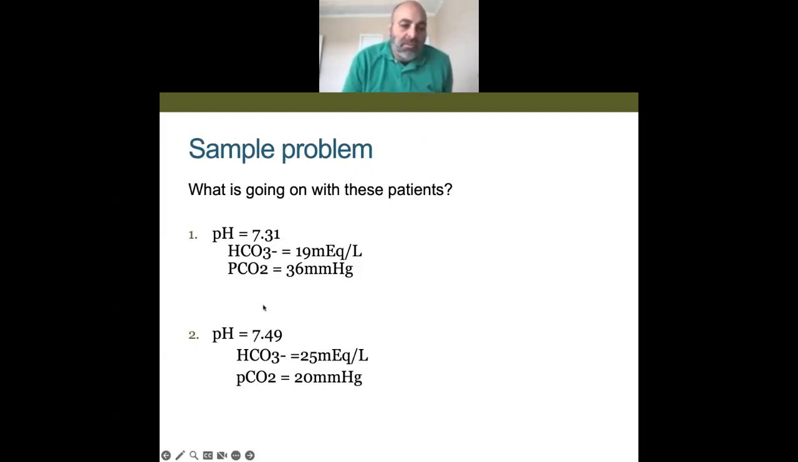All right, pH of 7.49. Alkalosis. So where does this fall? Metabolic alkalosis. Correct. And then PCO2, is it greater than 20 or 40? No. So respiratory compensation on this one too.